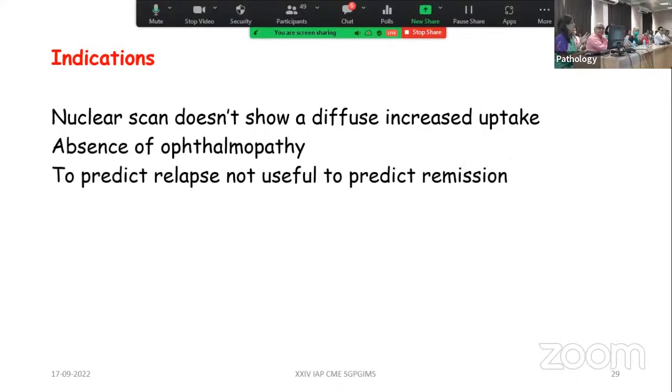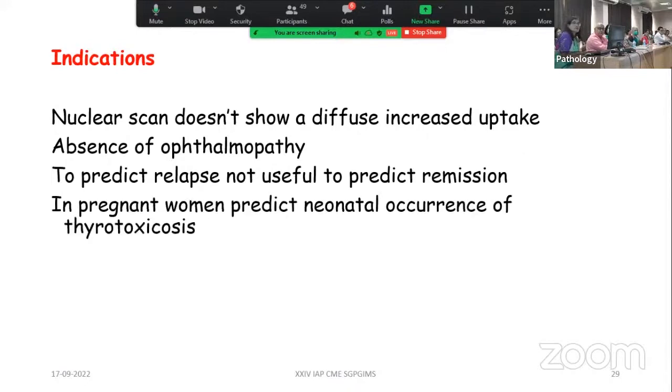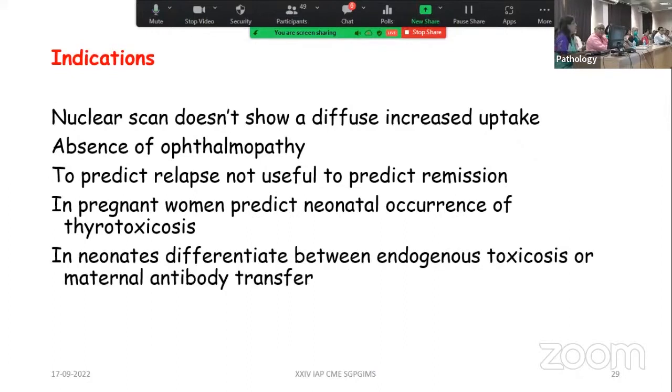Suppose a patient who is TRAB positive continues to be TRAB positive at the end of the treatment, you can, with reasonable amount of certainty, say that this patient is going to relapse whenever you stop the treatment. So some kind of a definitive treatment this patient requires. In pregnant women, it helps to predict neonatal occurrence of thyrotoxicosis. And in neonates, it helps to differentiate between endogenous thyrotoxicosis and thyrotoxicosis due to maternal transfer of antibodies, because treatment and the monitoring will depend on the etiology of neonatal thyrotoxicosis.